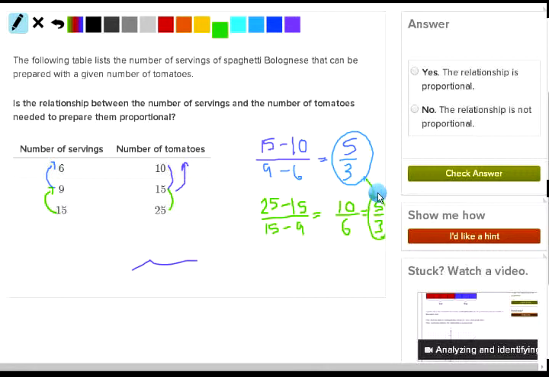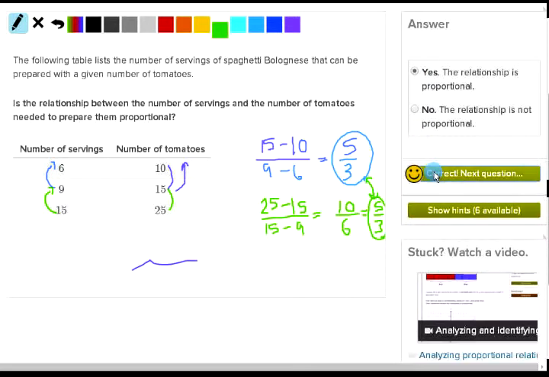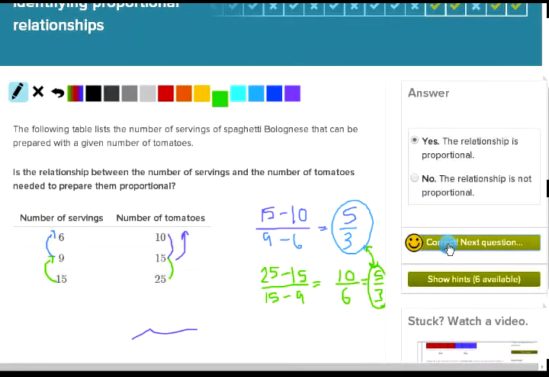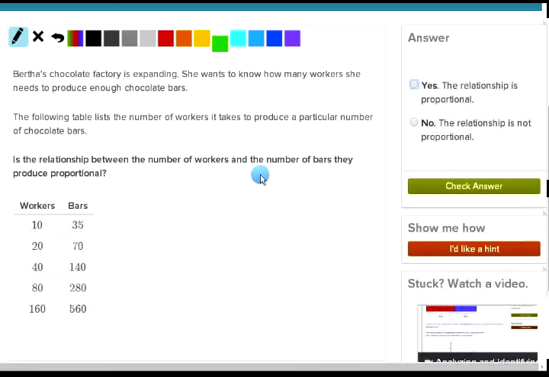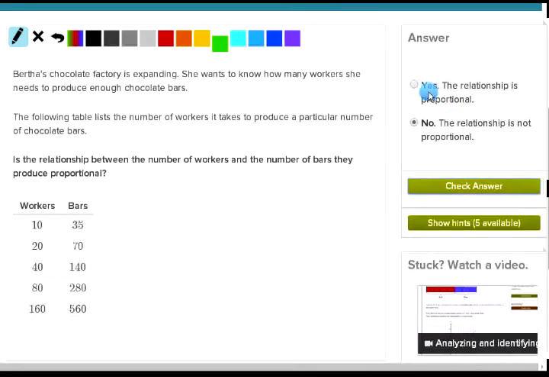Are my constants equal? Are my results equal? The answer is yeah, it is equal. So that means if I go over and say answer, yes, the relationship is proportional, I should be able to click yes, and I'm right. This is the same kind of question. I'm going to try to skip through, get a different one. So it's a yes.